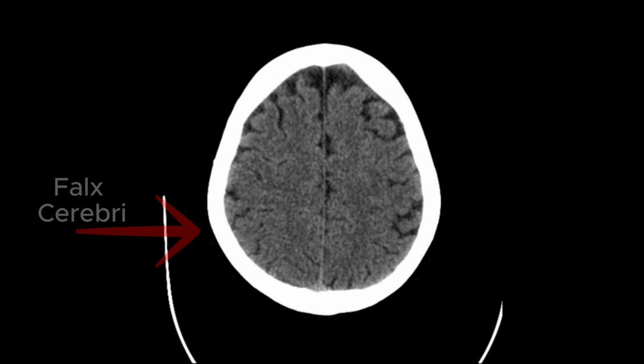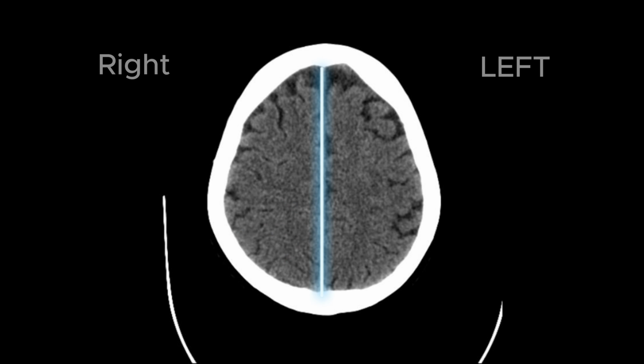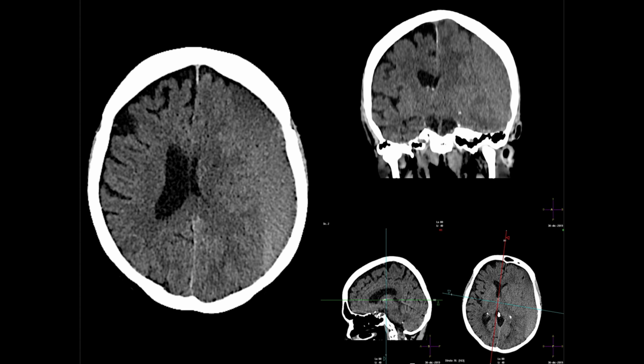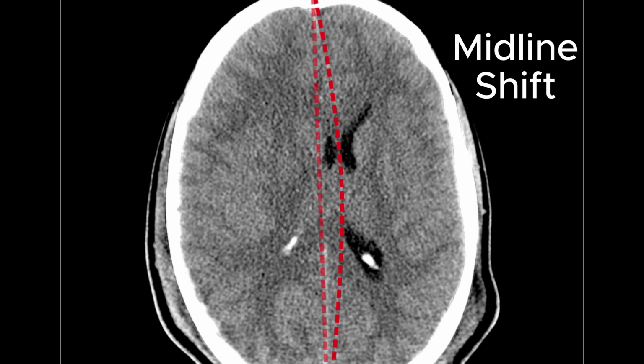Here you can see the falx cerebri, which is an infolding of Dura Mater lying in the midline and separating the left and right cerebral hemispheres. It is very important clinically, as any pathological process that causes mass effect leads to the deviation of the falx towards the other side. This is also known as midline shift. You can see it on your screen.